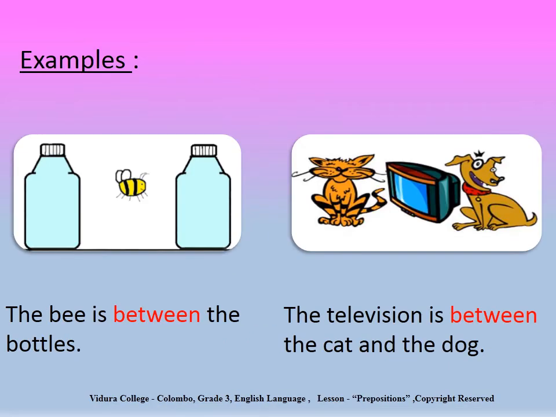Here are two more examples. The bee is between the bottles. Here, the preposition between helps to show where the bee is. The next one. The television is between the cat and the dog. The preposition between helps to show where the television is.